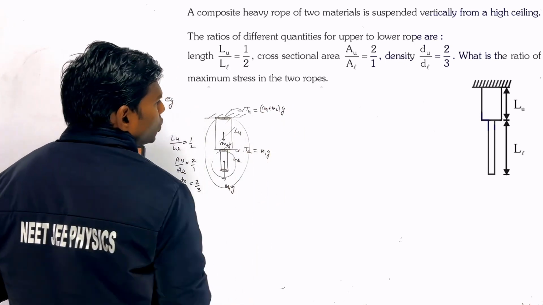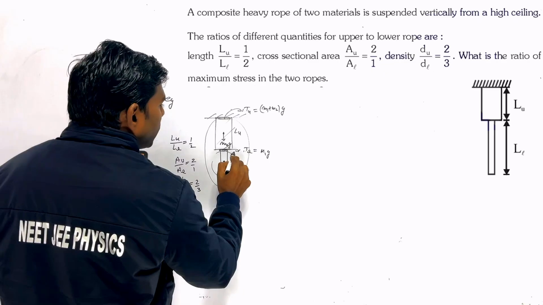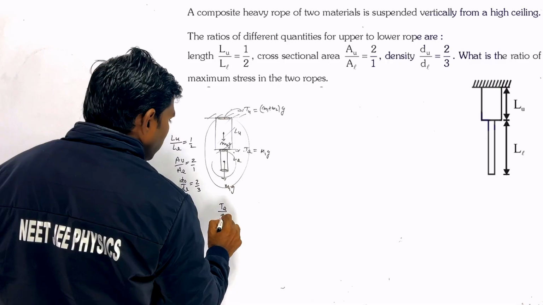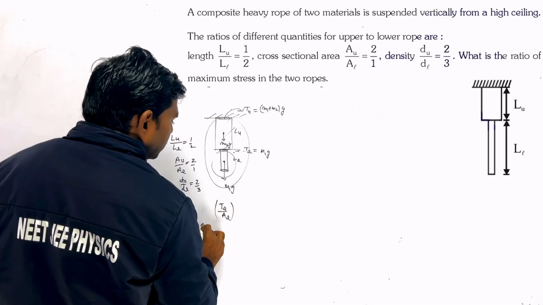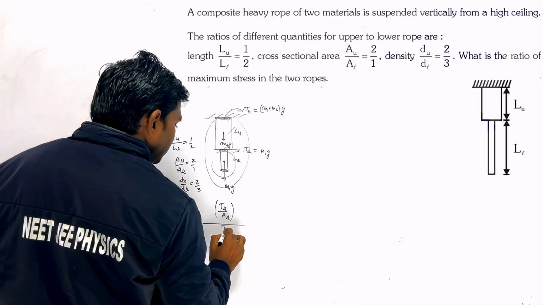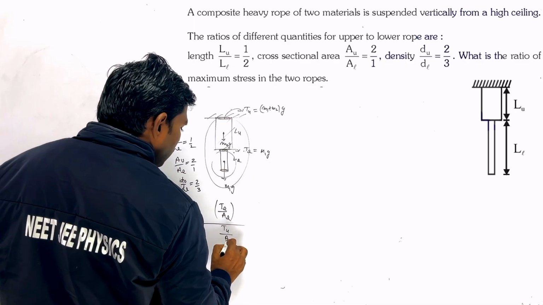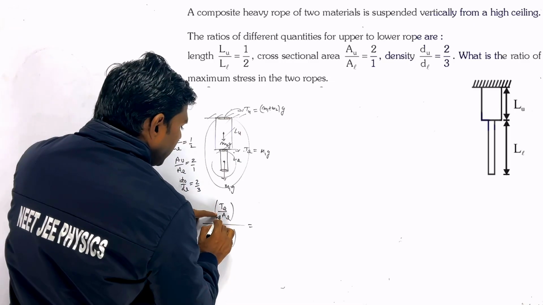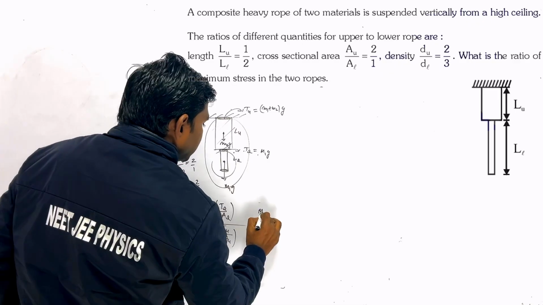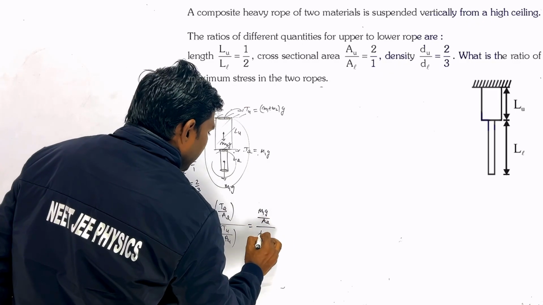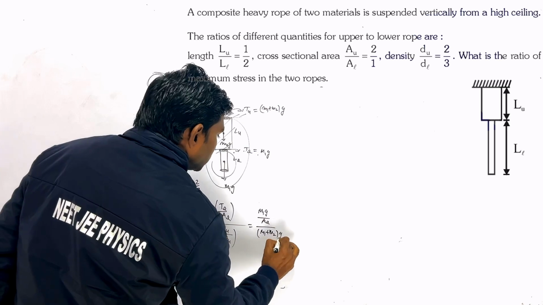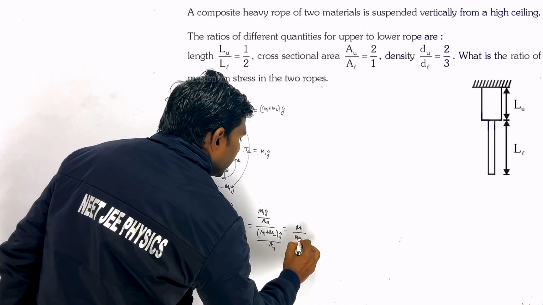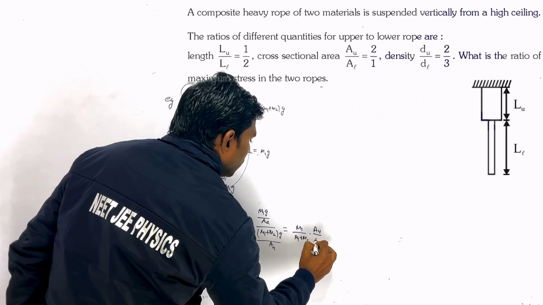So they are asking the ratio of the stress. So what is the maximum stress? The maximum stress in the lower rod is nothing but TL upon AL, divided by the maximum stress in the upper rod, which is TU upon AU. This ratio they are asking. Is it clear or not, you tell? So TL upon AL, what is the TL? M1g upon AL divided by (M1 plus M2)g upon AU. Right, g will cancel out. M1 upon M1 plus M2, times AU upon AL.